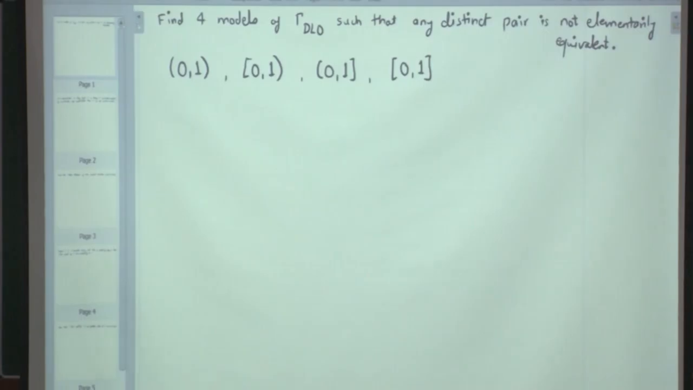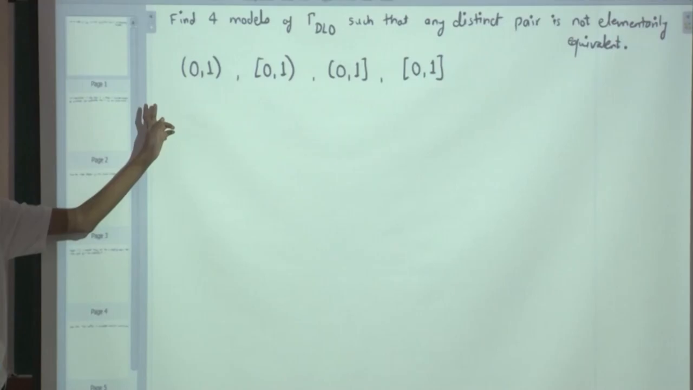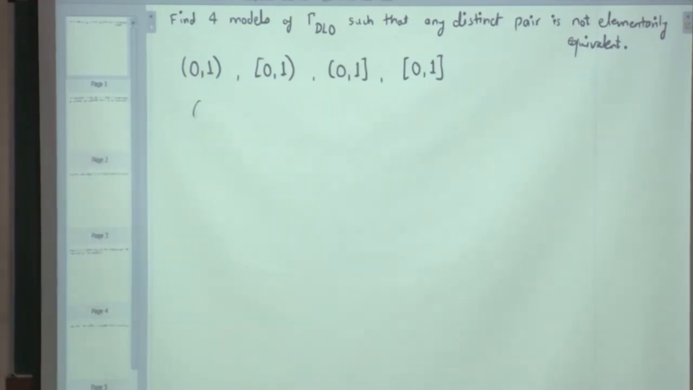Now the question is, can you do it with five models instead of four? Five models. So if I just talk about rational numbers, then where should I put rational numbers? Is it elementarily equivalent to one of them? First one, can you prove that? It is unbounded, and the theory of unbounded dense linear orders is complete. Similarly, the theory of bounded below only dense linear orders is complete. And the theory of bounded on both sides is also complete. So all these four theories are complete if they have at least two elements.